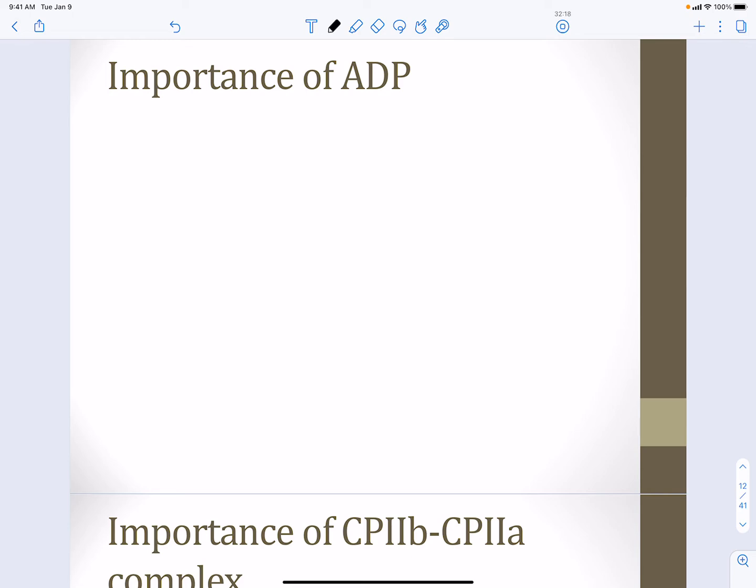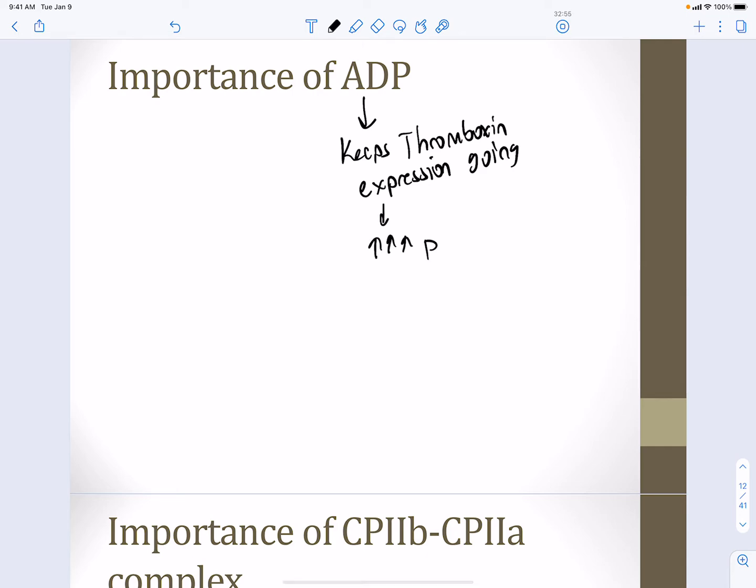So remember, eicosanoids are going to be degraded very rapidly. If you don't keep the thromboxane going, you're not going to keep the platelet activated, and your prostacyclin is going to turn everything off. So ADP keeps thromboxane going, and this leads to enhanced platelet aggregation.